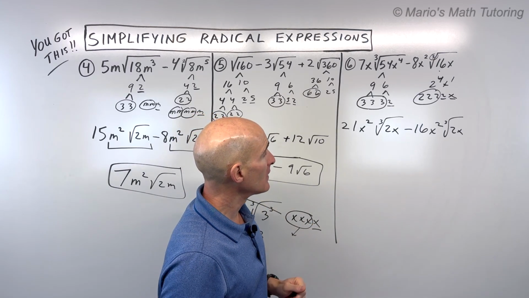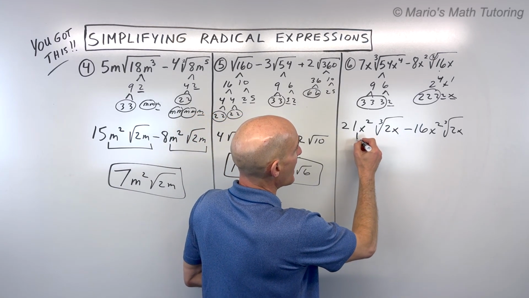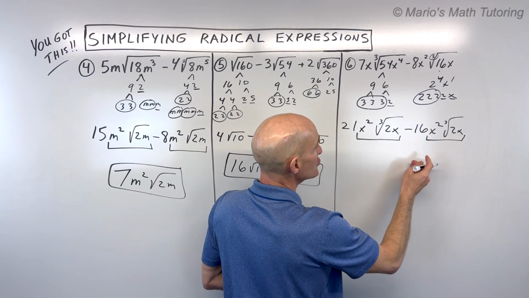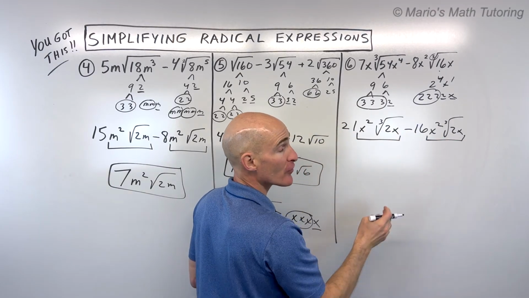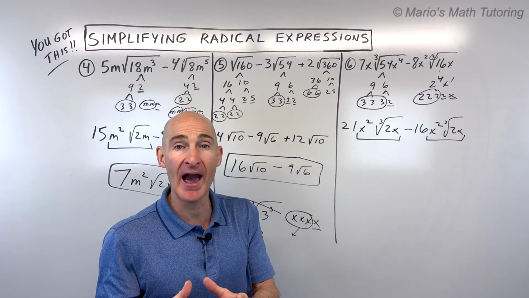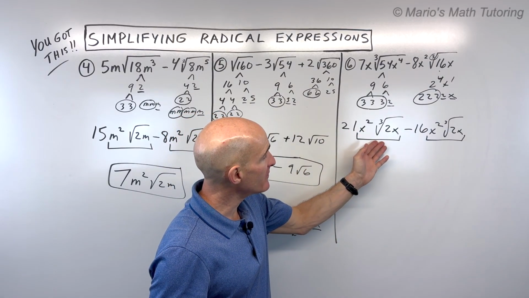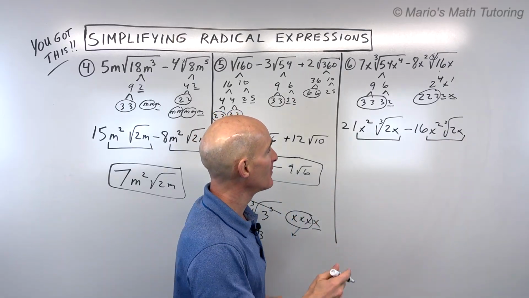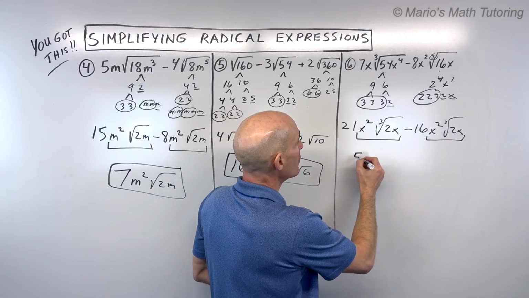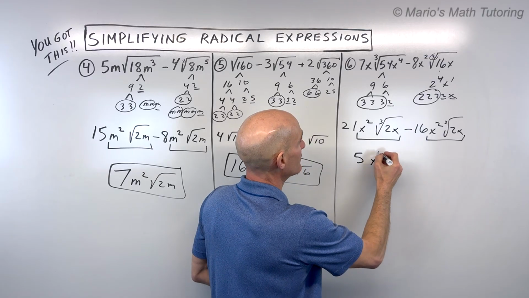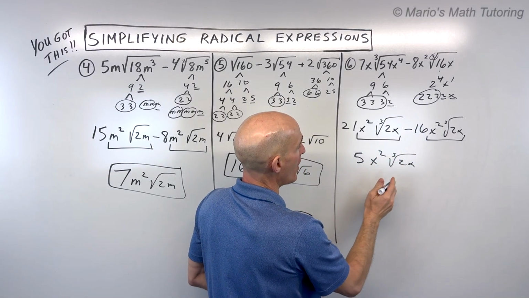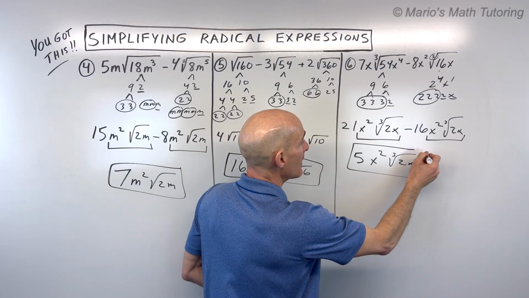Okay, now let's analyze this. We've got x squared cube root of 2x, another x squared cube root of 2x. The coefficient or the number in front tells us how many of that group that we have, right? We've got 21 of these minus 16 of the same group or chunk. Sometimes people call this chunking. 21 minus 16 gives us 5x squared cube root of 2x. See, 5 of that quantity, 5 of that group left. And that's your final result.